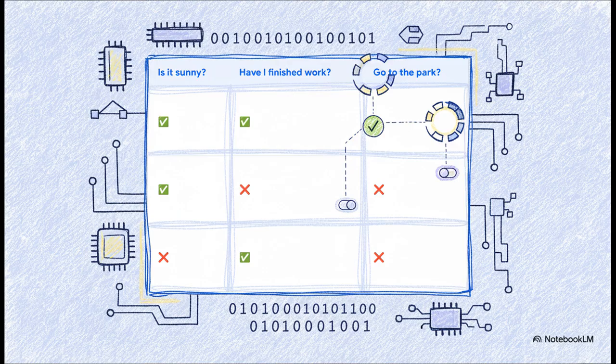So let's start with the AND operator. The rule here is simple, but it's really strict. For the final result to be true, or yes, both of the conditions have to be true. So, for example, should I go to the park? Well, is it sunny and have I finished my work? It's only if the answer to both of those is yes that I go. If even one of them is a no, then the final answer is no.